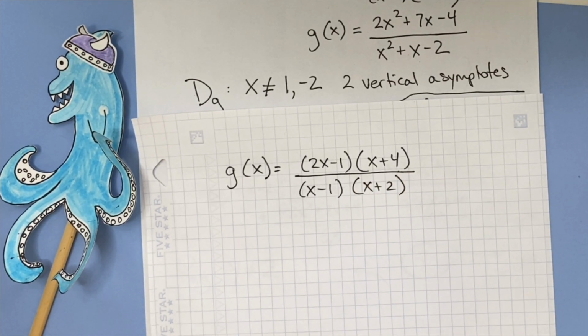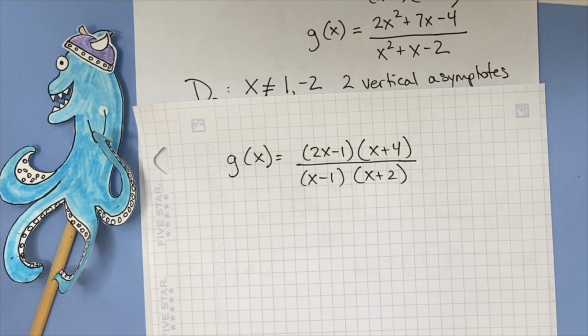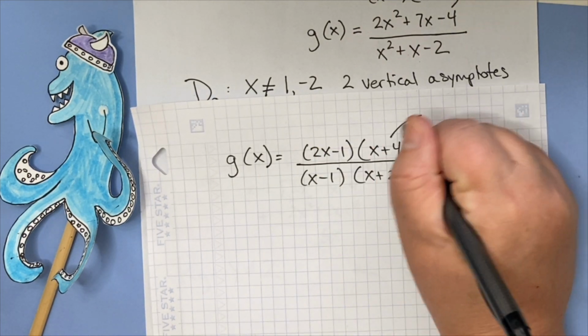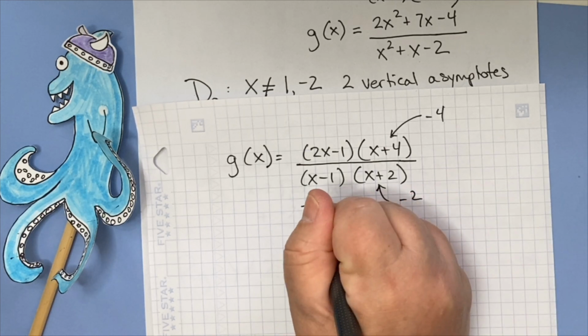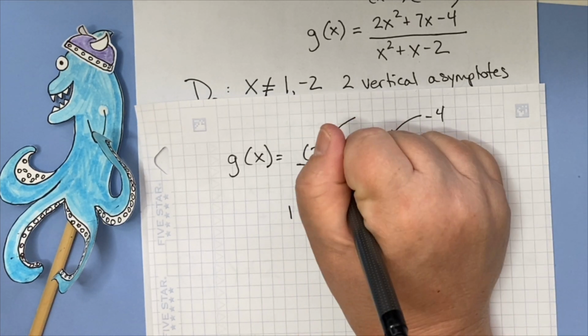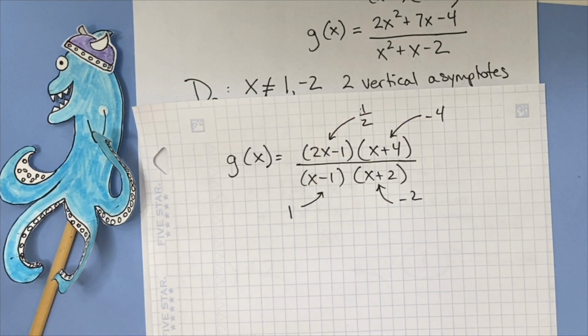Okay, so let's take a look at all of our zeros. This is going to give us -4, -2, 1, and this one's going to give us 1/2. Take a look at that, see if you can see it.